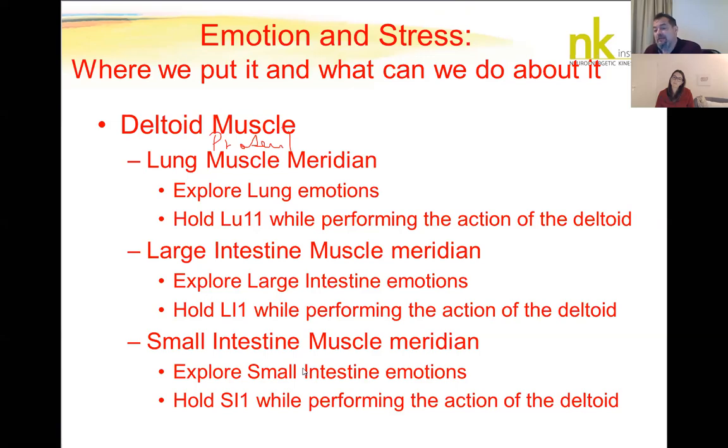So you would explore lung emotions, holding lung 11 while the client performs the action of the deltoid through its range of movement.